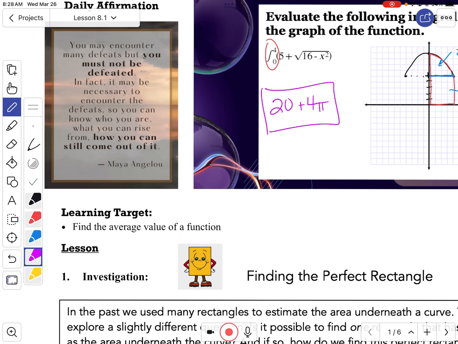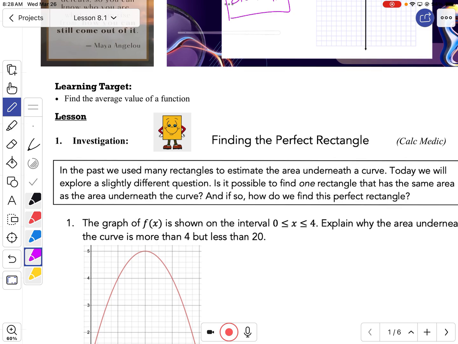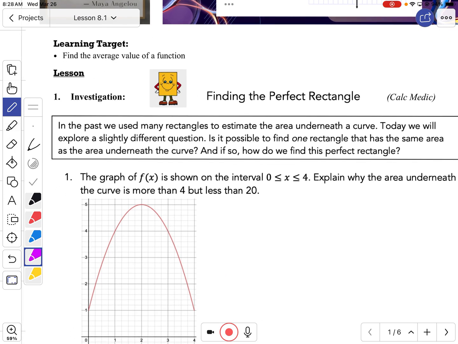All right, today we're going to talk about the average value of a function. All right, average value of a function. And we're going to do so by talking about what's called the perfect rectangle, finding the perfect rectangle. So in the past, we used many rectangles. Remember when we did all the different rectangles to estimate the area underneath a curve. Today, we're going to explore a slightly different question. Is it possible to find one rectangle that has the same area as the area underneath the curve? And if so, how do we find this perfect rectangle?